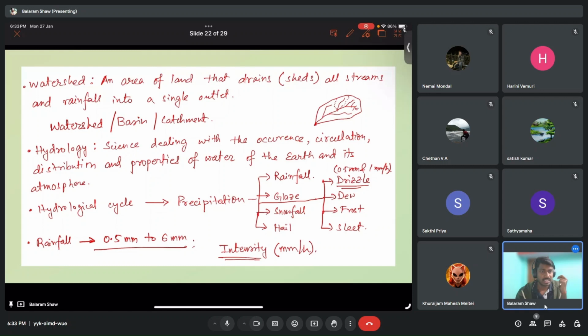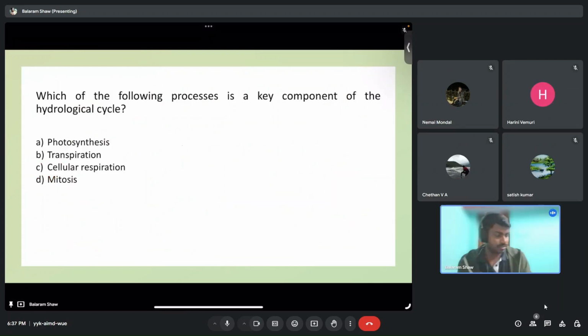We have studied that precipitation will be there, then evaporation, transpiration, interception, then stream flow, runoff, base flow, all these things will be there. Here you can see photosynthesis, cellular respiration or mitosis. These are not part of the hydrological cycle. So the answer will be transpiration. Transpiration is the process by which water gets evaporated, or goes back to the atmosphere, from plants or trees. So the correct answer will be B, that is transpiration.